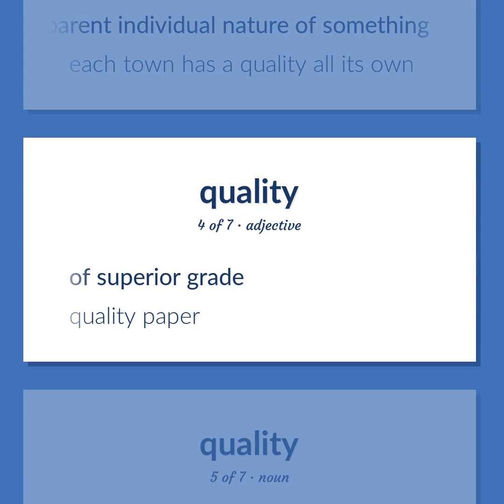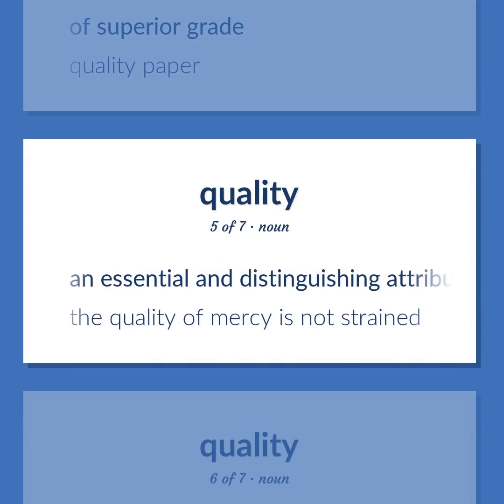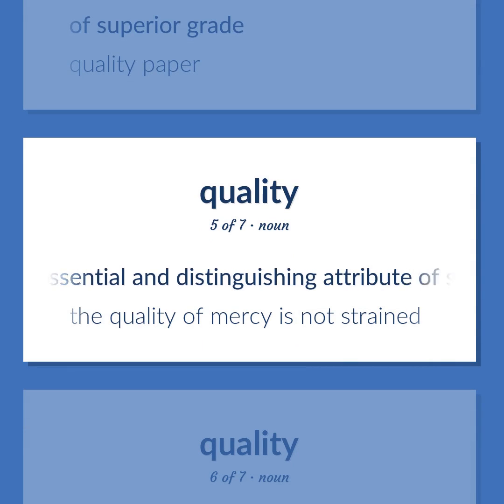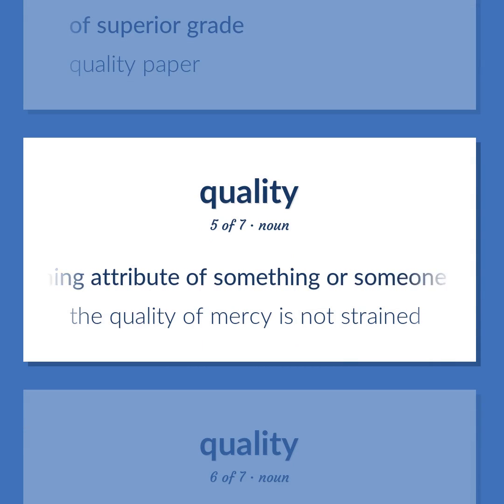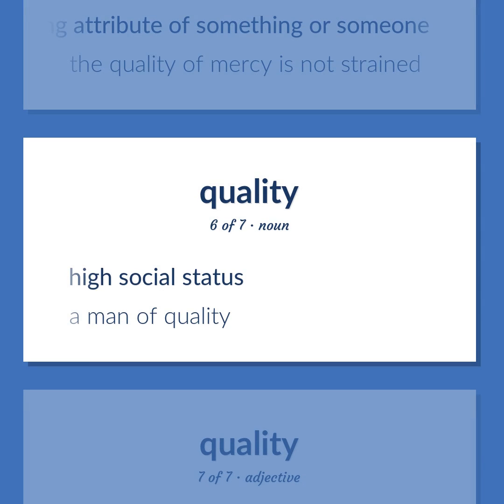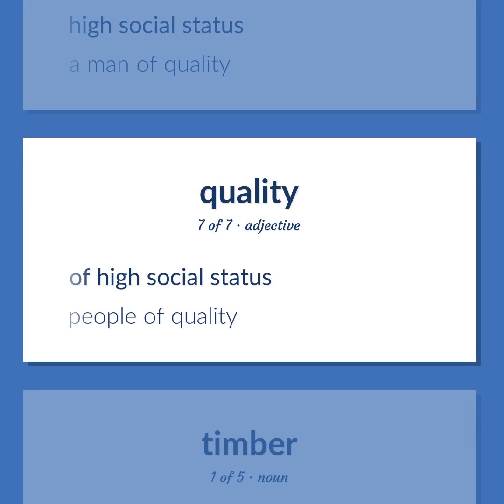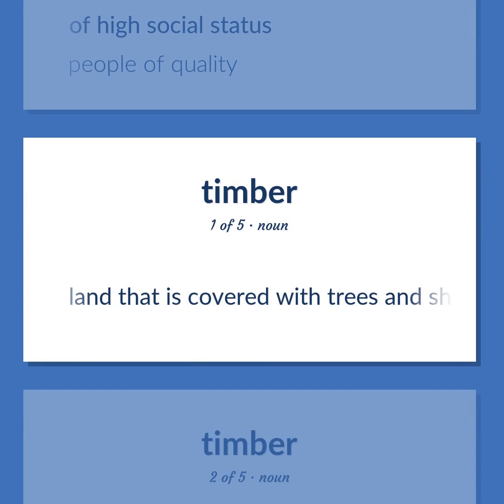Of superior grade. Quality paper. An essential and distinguishing attribute of something or someone. The quality of mercy is not strained. High social status. A man of quality. Of high social status. People of quality. Land that is covered with trees and shrubs.